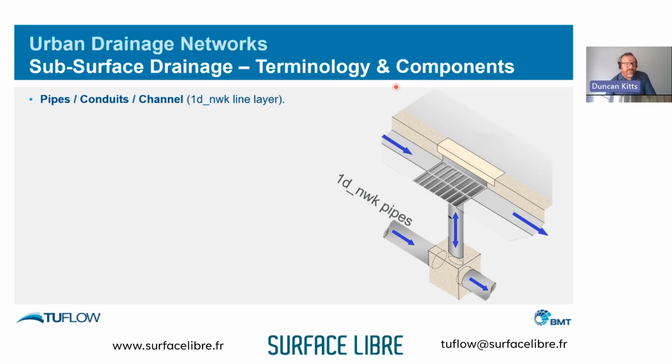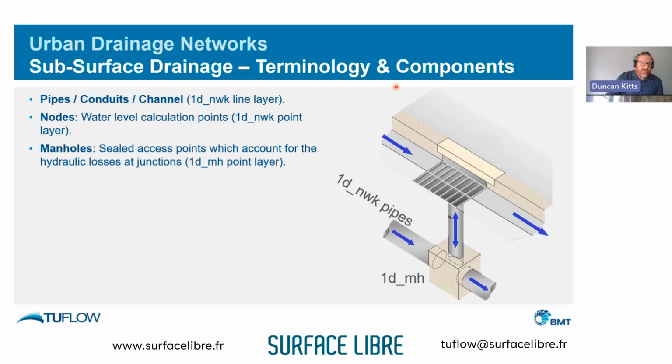So firstly, we have the pipes. These are represented within a 1D network line layer. As I've said, I'm not going to go over too much detail in terms of pipes during the rest of this session, primarily because they're quite self-explanatory. You have a link between two nodes, you specify a shape, you specify some dimensions, and then you can specify upstream and downstream invert levels. We then have the nodes, which are the water level calculation points. Now, these can be specified using a 1D network point layer, but they can also be automatically generated at the ends of the pipes.